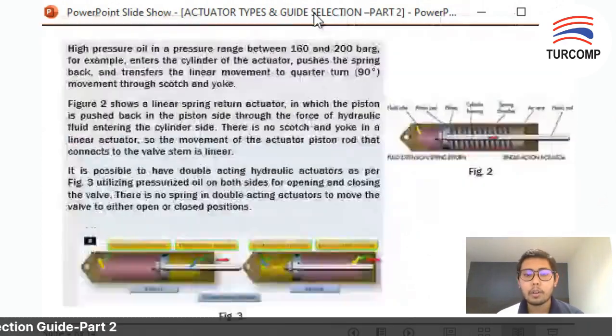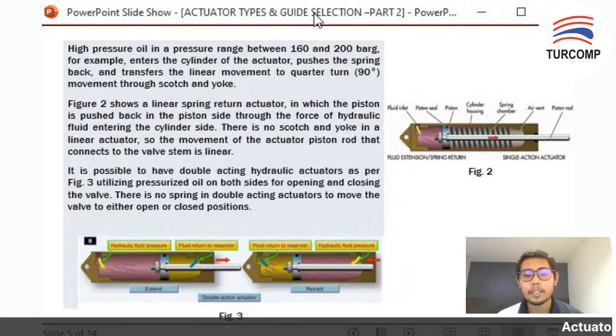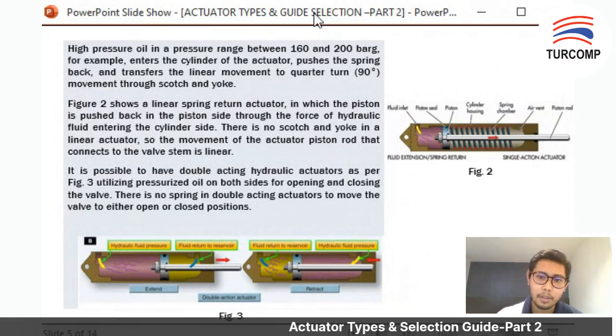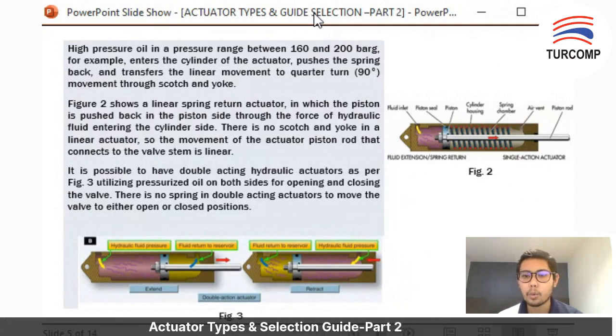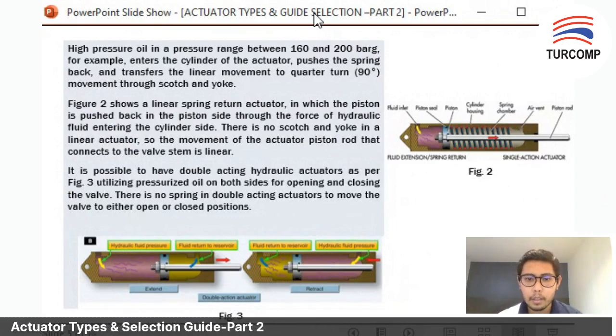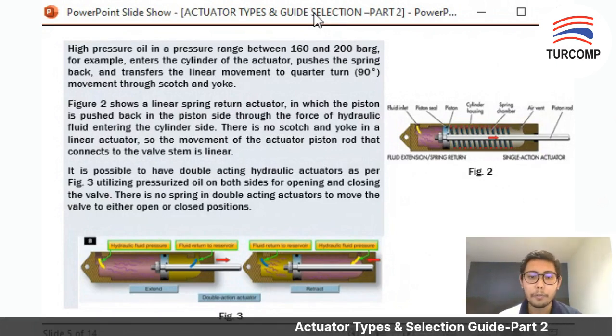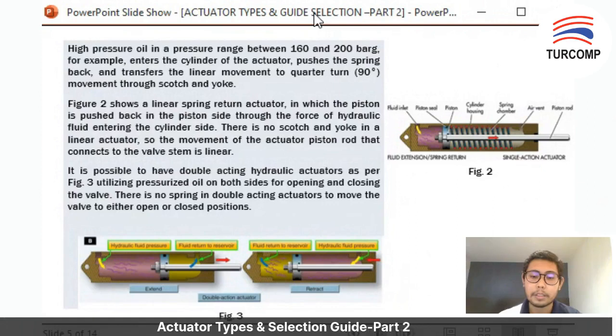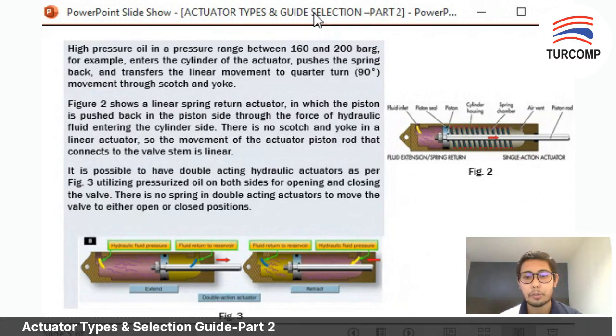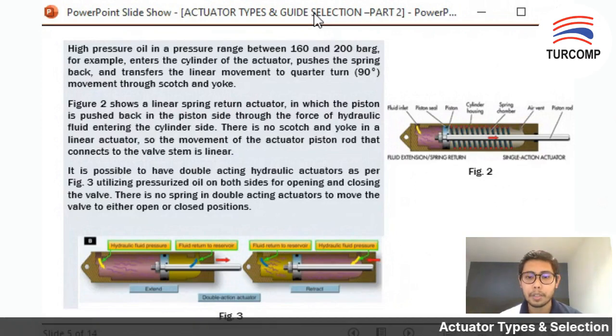Okay, so this is the working principle. High pressure oil, in a pressure range between 160 and 200 bar for example, enters the cylinder of the actuator, pushes the spring back and transfers the linear movement to a quarter turn, 90 degree movement, through the scotch and yoke. Basically, the mechanism of the scotch and yoke converts linear to rotary. Figure 2 shows the linear spring return actuator.